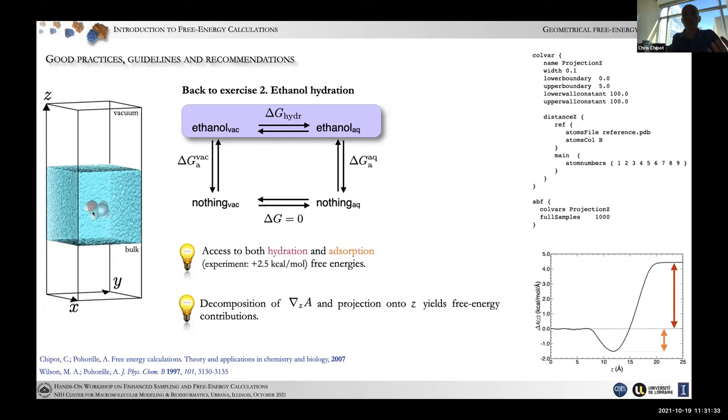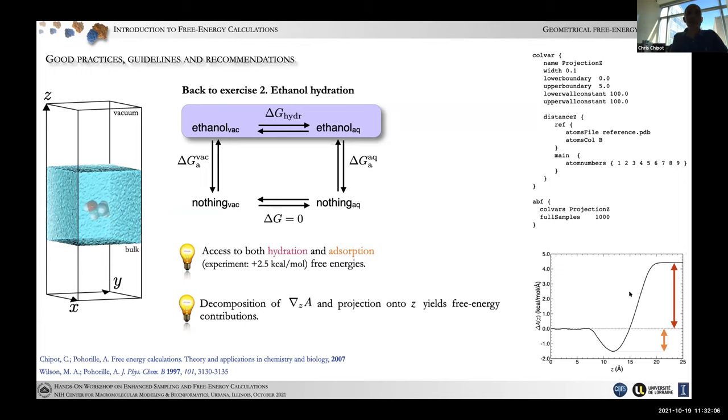Ethanol is a hydrophilic molecule. It likes to be in water, so you expect the free energy to be lower for water than for the gas phase. The free energy difference between the two plateaus is the hydration free energy. The free energy difference between the minimum that you find at the Gibbs dividing surface, so basically at the interface, and water, that's the adsorption free energy. Okay.